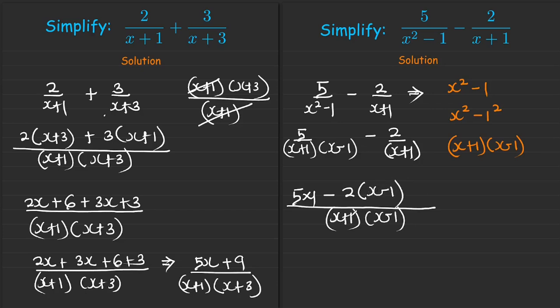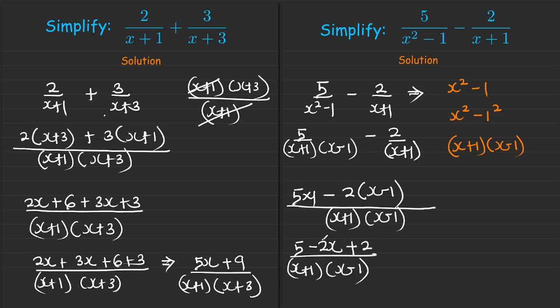We then simplify our numerator. So 5 times 1 gives us a 5. And we have negative 2 times x, it gives us a negative 2x. Then negative 2 times negative 1, which will give us a positive 2. All over x plus 1, then x minus 1.